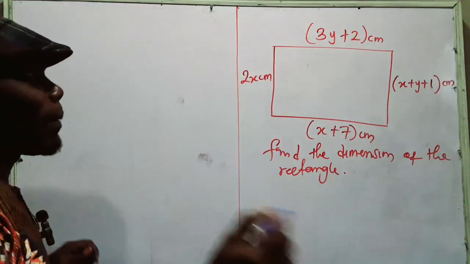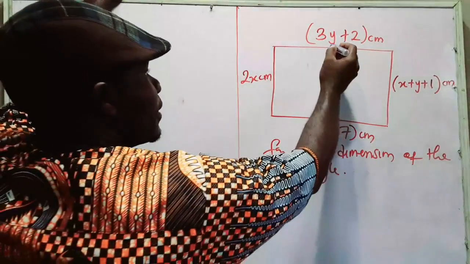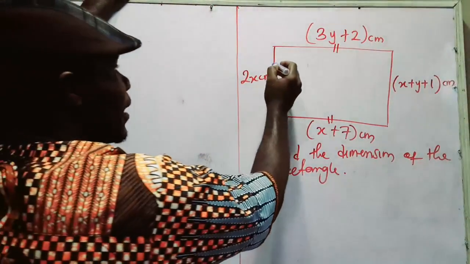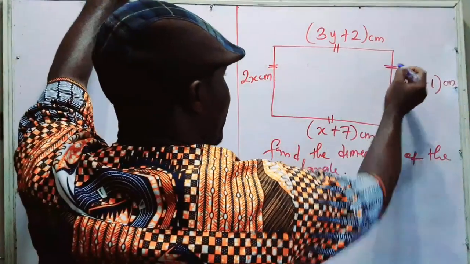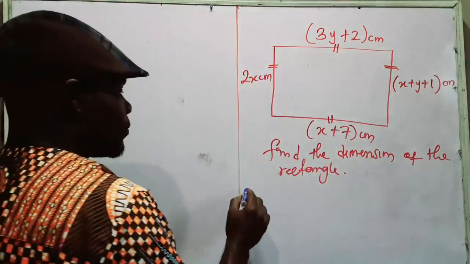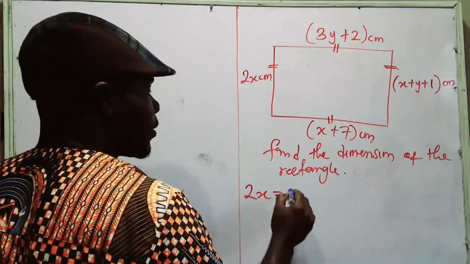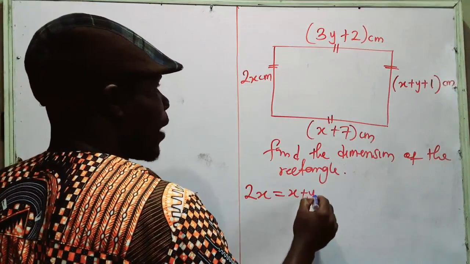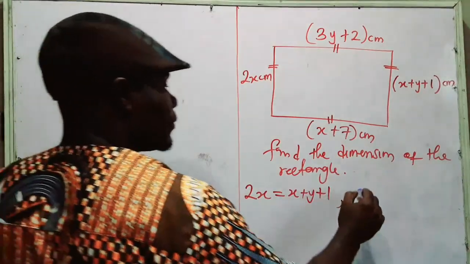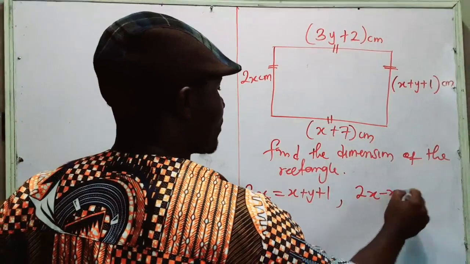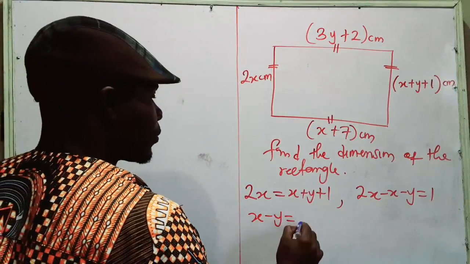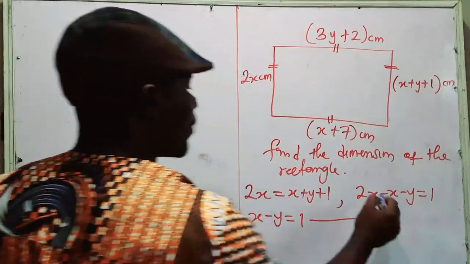So recall the property of a rectangle. It lets us know that this side is equal to this side. Another property tells us that this side is equal to this side. Therefore, let's try to relate this first. We have 2x is equal to x plus 1, y plus y. So in view, we have 2x minus y is equal to 1. So we have x minus y is equal to 1. We call this equation 1.